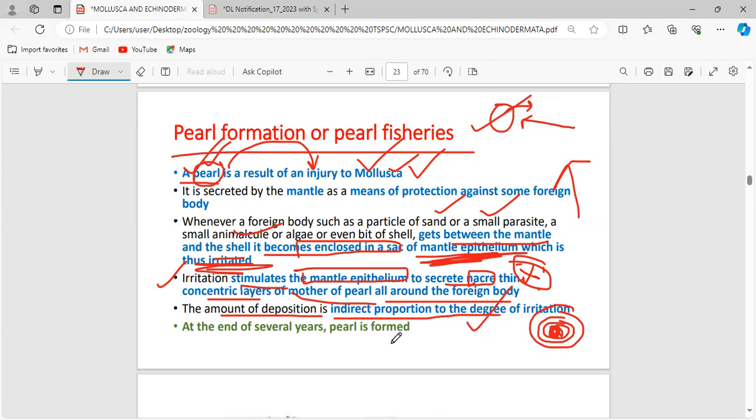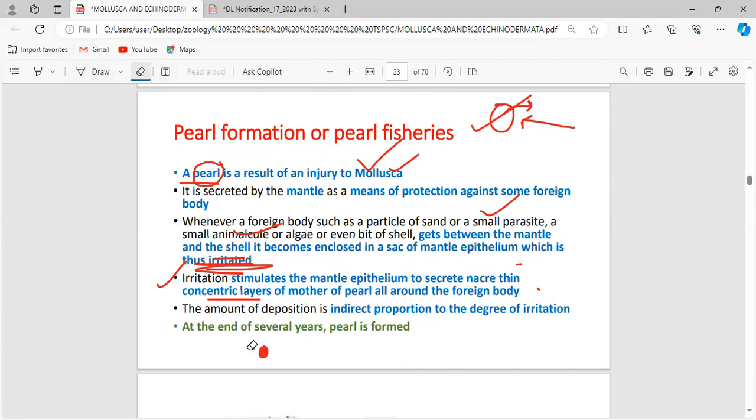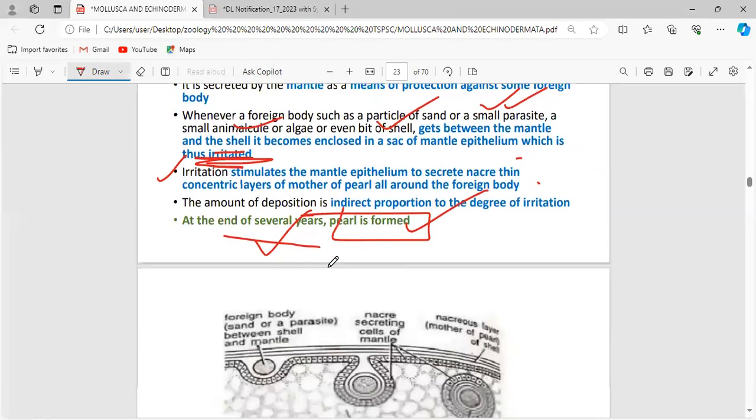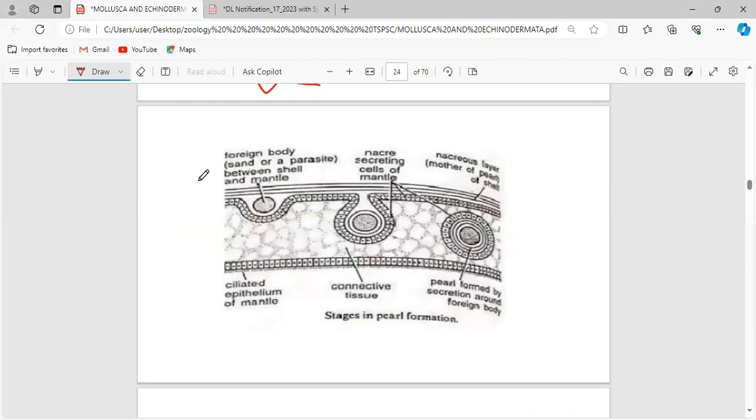What is happening means, if we introduce a larger foreign particle, then the irritation will be larger, and the pearl will be larger. If we introduce a smaller particle, then the irritation will be smaller. Even if it is a sand or a small parasite, the irritation will be there, and after several years the pearl will be formed as a result of that irritation. Clear? If you want me to explain once again, just tell me.